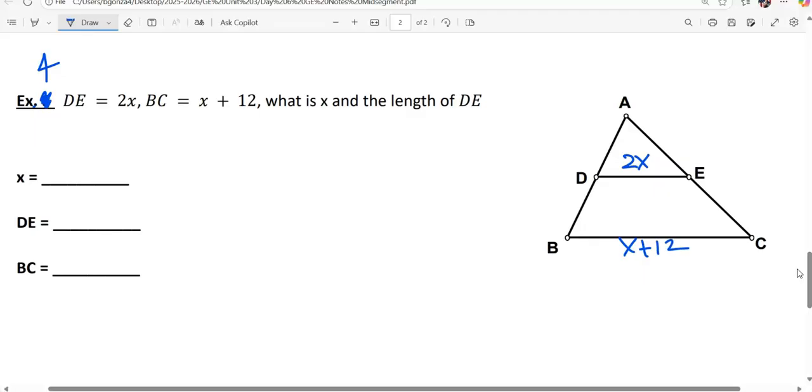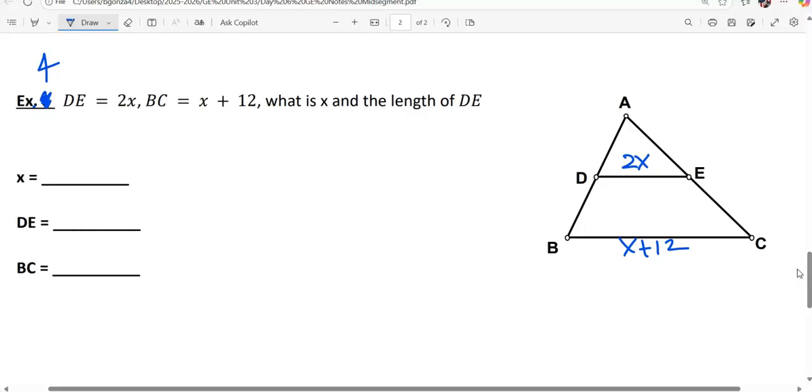Let me tell you what some students do. They look at this and they say, hey, I'll just set them equal. I set everything equal. That would be smart, right? Well, here's the deal. Are they really equal? Is this as long as this one? I mean, we literally have been saying all through these notes, it's half, right? This DE is half of this BC, because it's the midsegment.